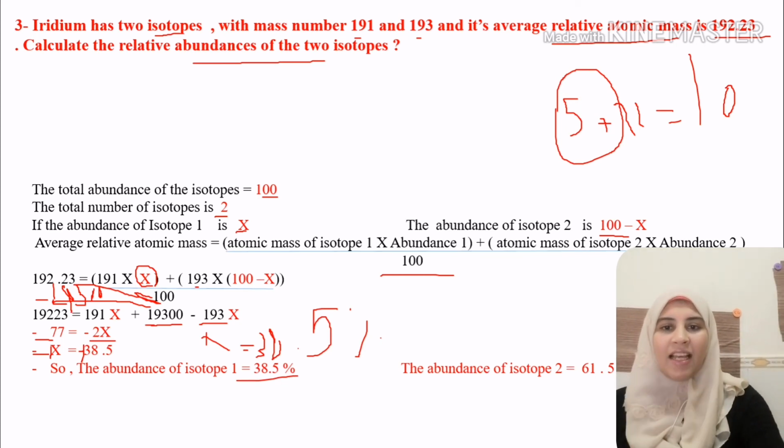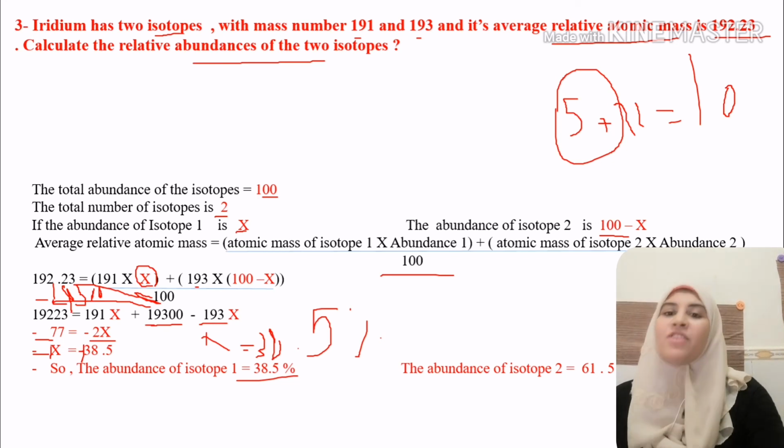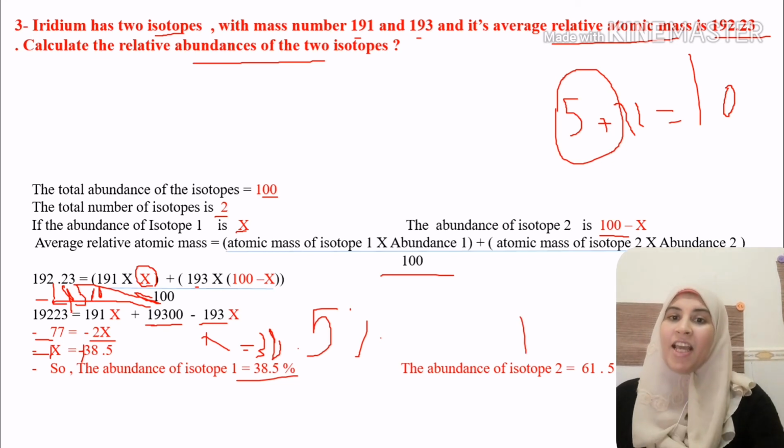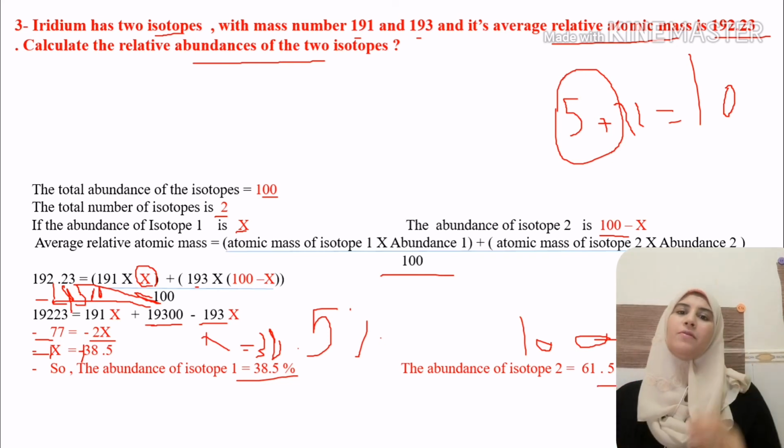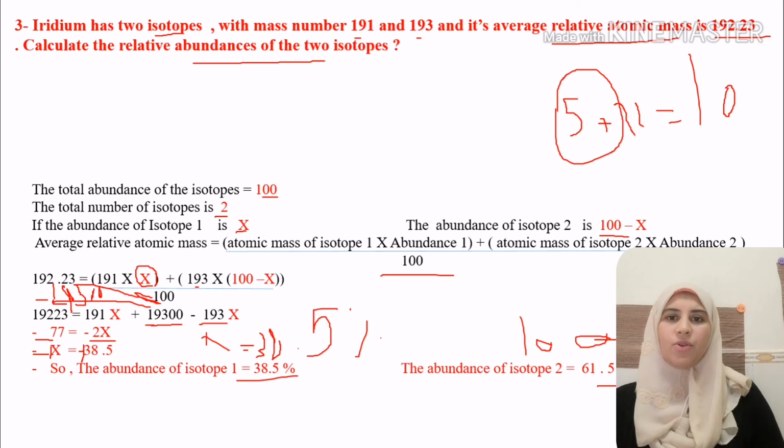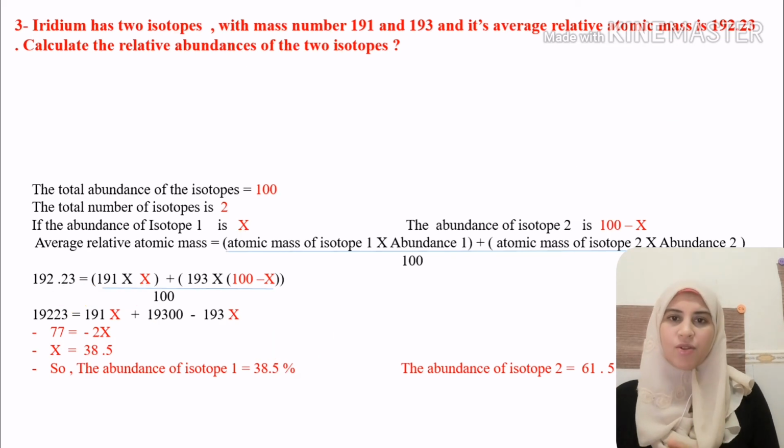The abundance of the second isotope is 100 minus 38.5, 100 minus X, correct? 100 minus 38.5 equals 61.5. I hope that you understand our example today. I think it is the hardest example in the questions related to isotopes.